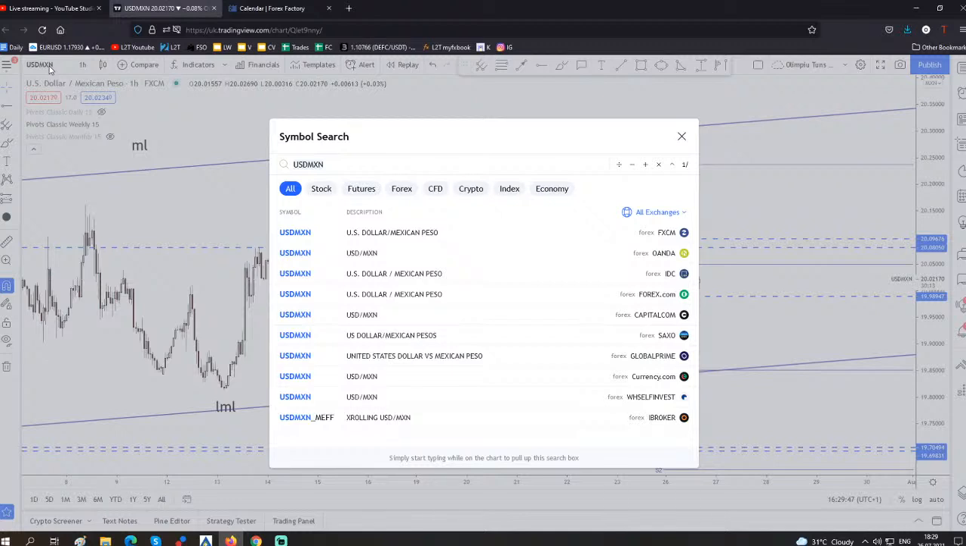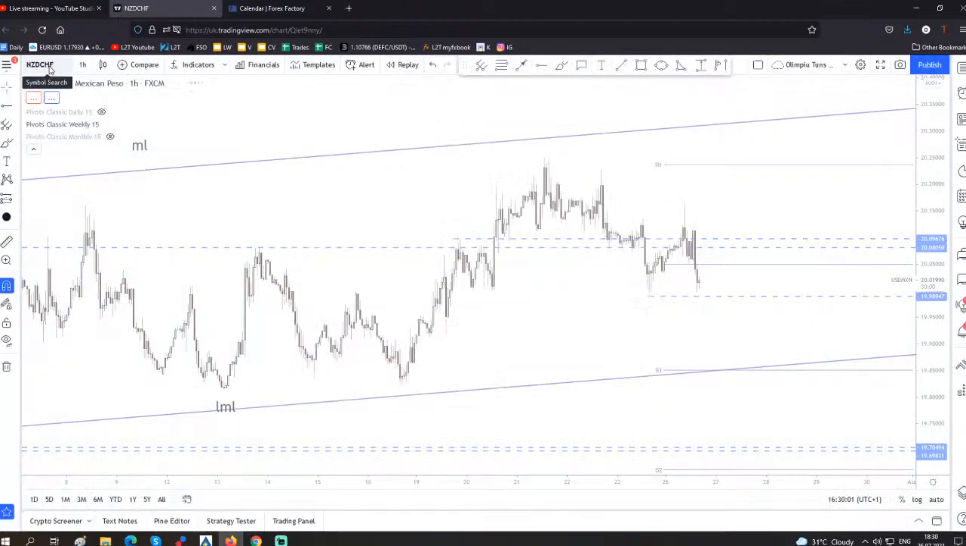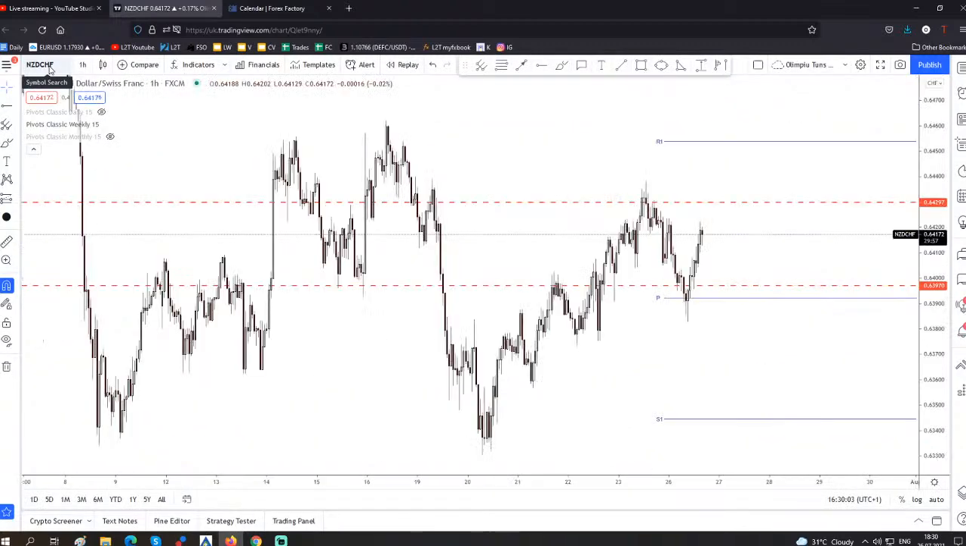So we talked about New Zealand dollar versus US dollar, about euro versus US dollar Mexican peso. Please guys, if you want me to take a look on a specific market, that's why I am here. I will take a look right now on the New Zealand dollar versus the Swiss franc, and I will also, one moment, I will take a look also on DAX. Darius, thank you.